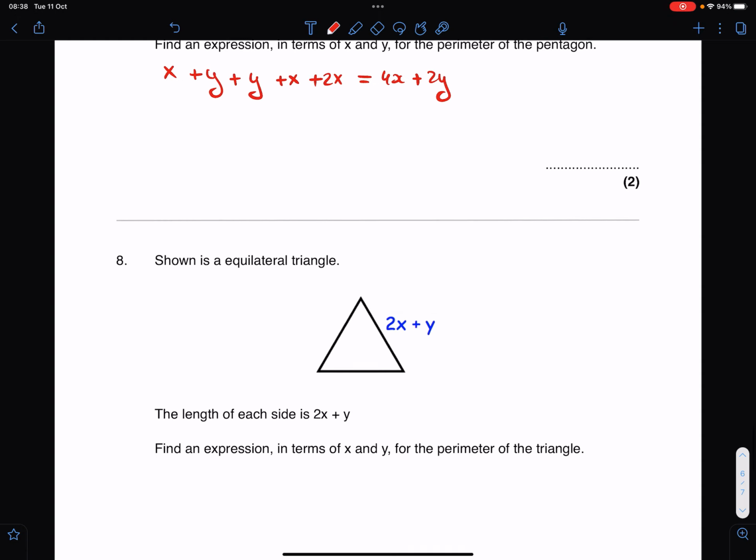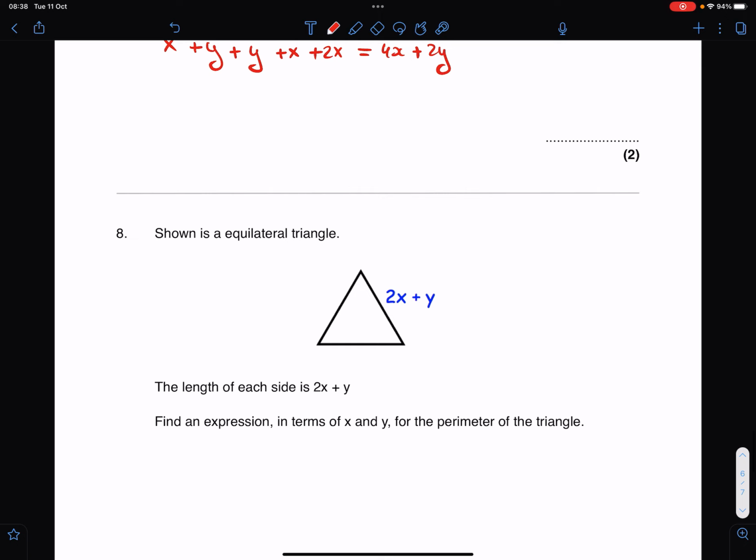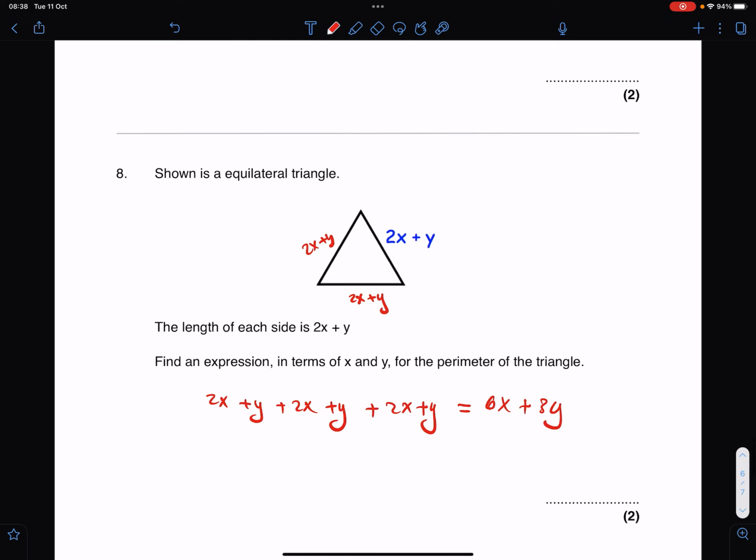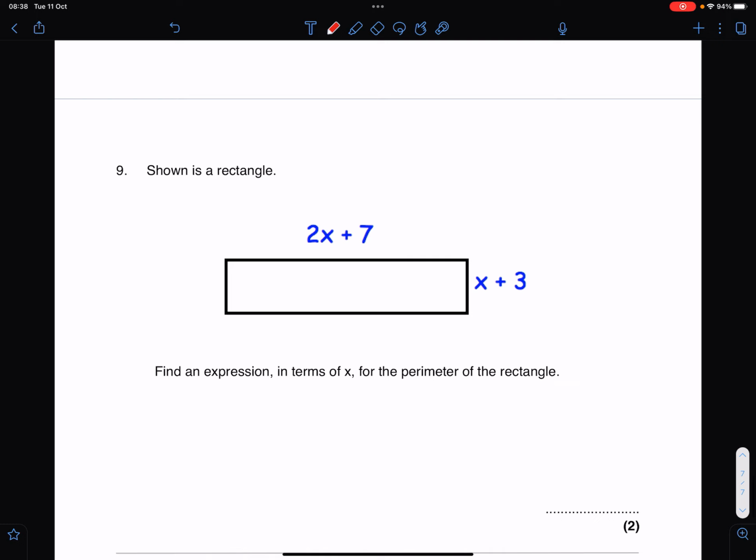So the next question is talking about equilateral triangle. So what was the equilateral triangle? Let's quickly remember. Equilateral triangle is a triangle got all sides equal, same. 2x plus y, 2x plus y, if I'm going to write all the sides, okay? So I'm just going to add up all of this. It's going to be 2x plus y plus 2x plus y plus 2x plus y. That gives me 6x plus 3y's.